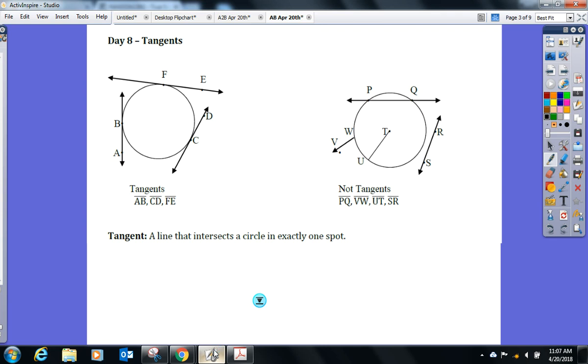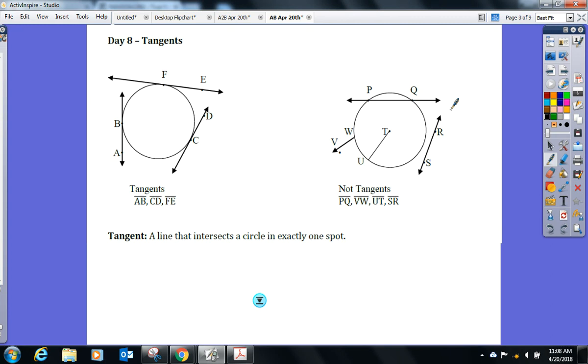Tangents today. You guys know them as opposite over adjacent, but there's a new version of tangent out there. Here's what a tangent is. You guys can read it, but take a look at my diagram. All three of these lines are tangents. Take a look at the second diagram. None of these are tangents. See the difference between the two?